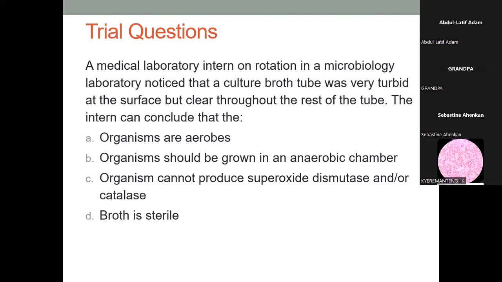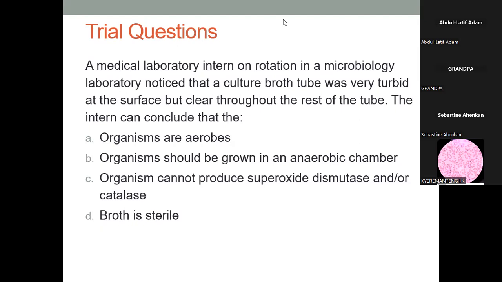A, the organism. Very good, fantastic. Anybody with a different answer? So you see that if you have a broth, the upper part in the tube is exposed to oxygen or to the air. So organisms which are aerobic will grow at the surface. Okay, and then as you're moving down, there is depletion of the oxygen. So down there, if the organisms are anaerobic, they will not grow there.